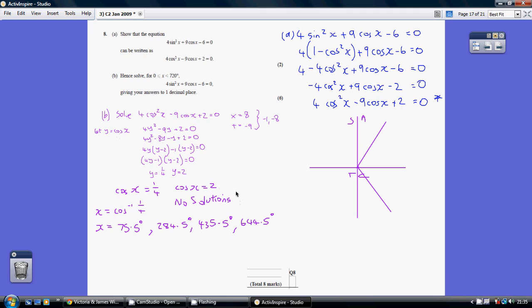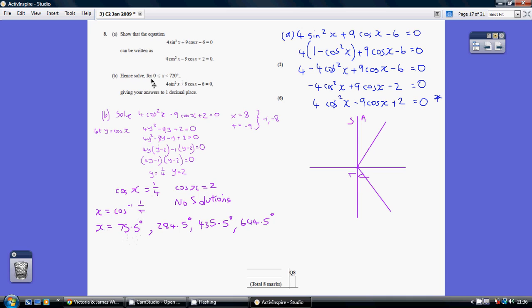Well, cos x equals 2 gives us no solutions. Think of the cos curve, it sort of maximizes at plus 1 and minimizes at minus 1. So no solutions from here. So we're focusing on our cos x equals a quarter. So inverse cosing both sides, we've got x equals inverse cos a quarter, and using our calculator we get our first acute angle of 75.5 degrees.